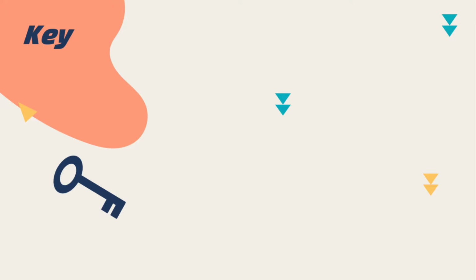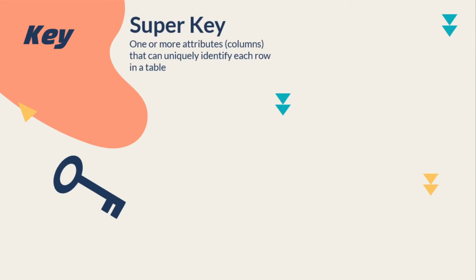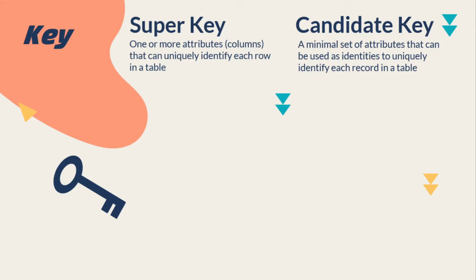There are several kinds of keys in a table. The first is super key. Super key is one or more attributes or columns that can uniquely identify each row in a table. The second is candidate key. Candidate key is a minimal set of attributes that can be used as identities to uniquely identify each record in a table.